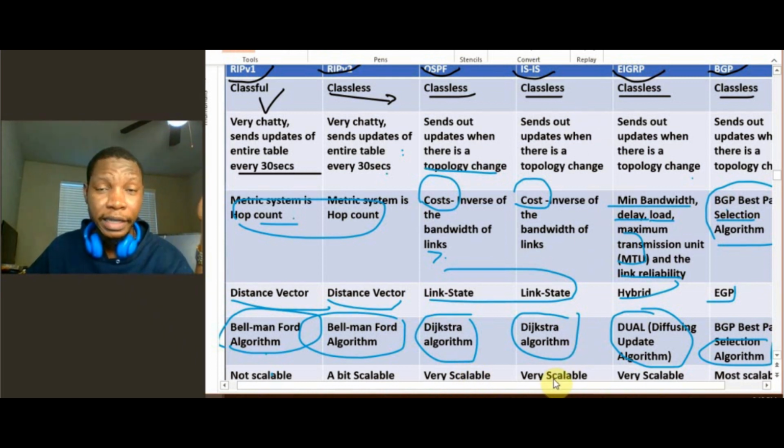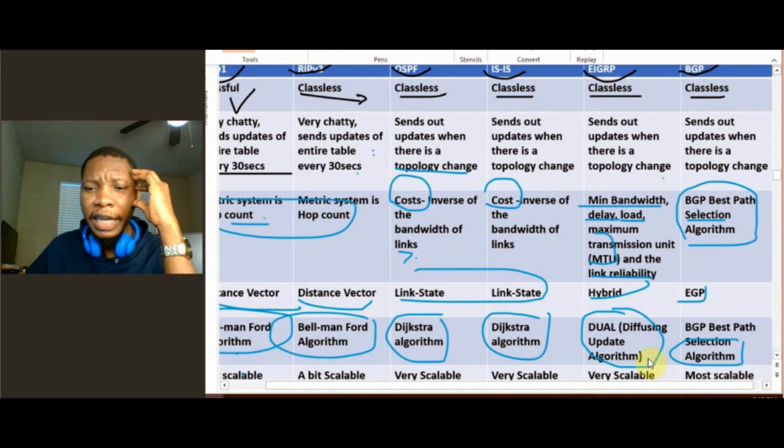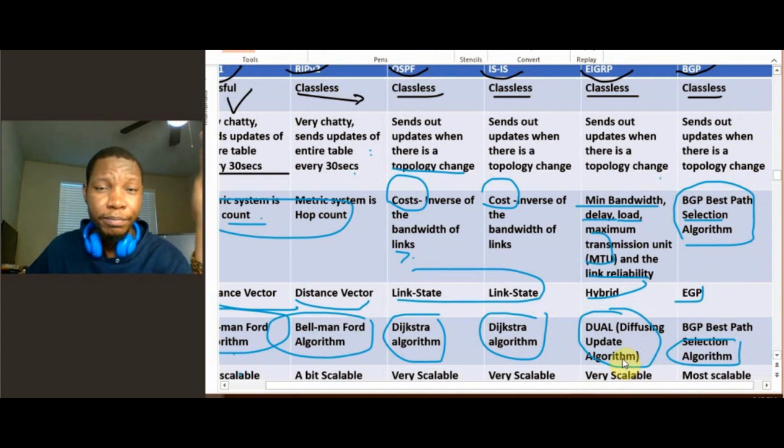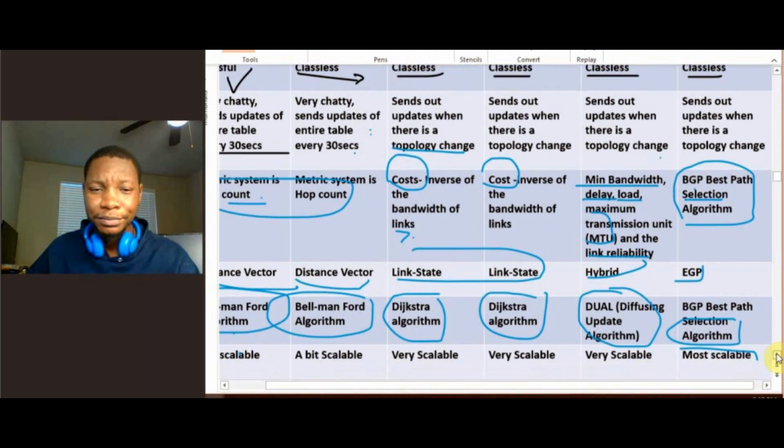ISIS is also scalable and hierarchical. It just depends on your implementation, how you manage your topology. EIGRP is also very scalable and pretty fast as well. BGP is very scalable. Some would say I called it more scalable, but that's my own interpretation. I really love BGP.